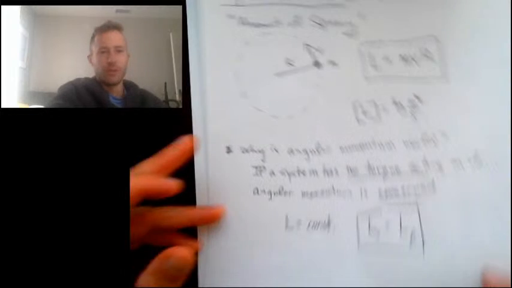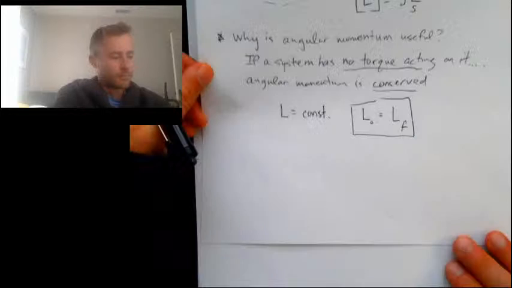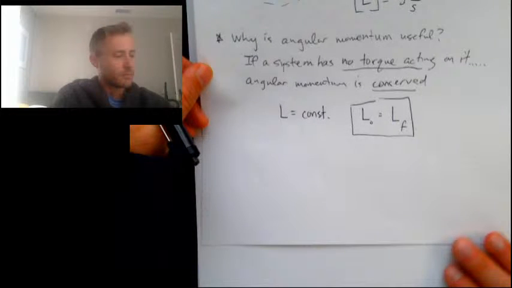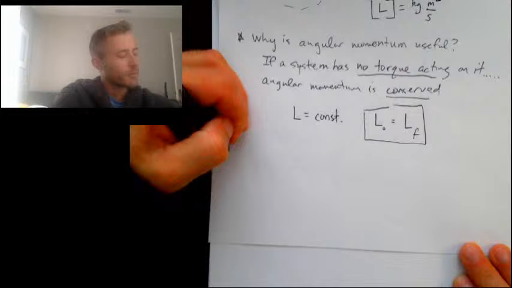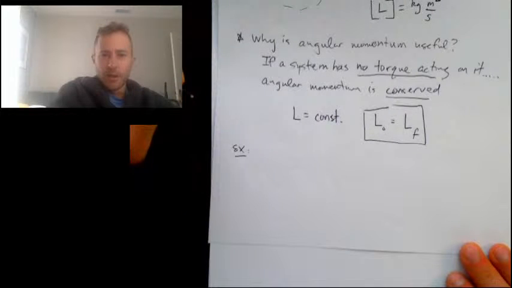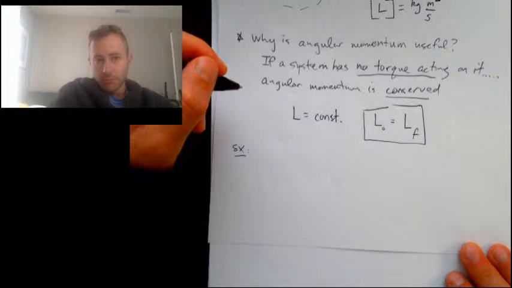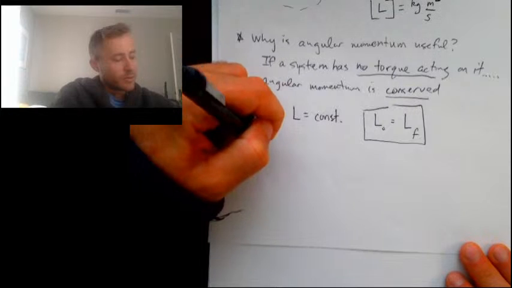So let's do an example of using angular momentum conservation. And that example that I think of oftentimes is tetherball.